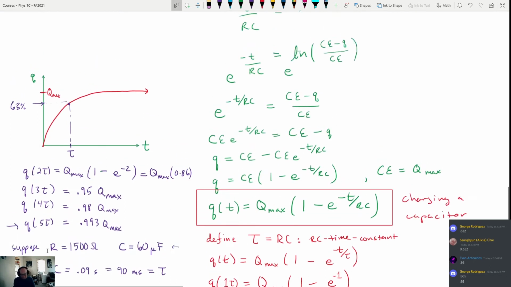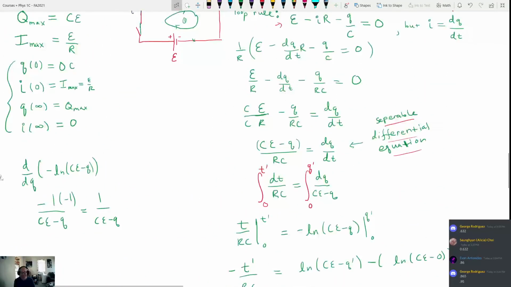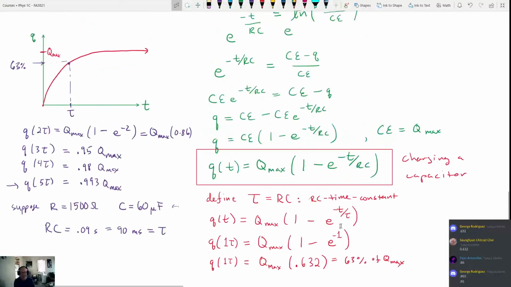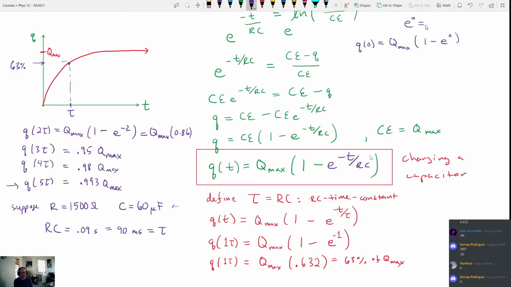Let's check some things. First of all, we said that Q of 0 needed to be equal to 0. Let's see if that's true. If I plug t equal to 0 in here, what does this whole thing become? So Q of 0 would be Q max times 1 minus e to the 0, right? What's that equal to? It's 0, right? Because e to the 0, just to remind you, anything to the 0 is equal to 1. So this is equal to 0.